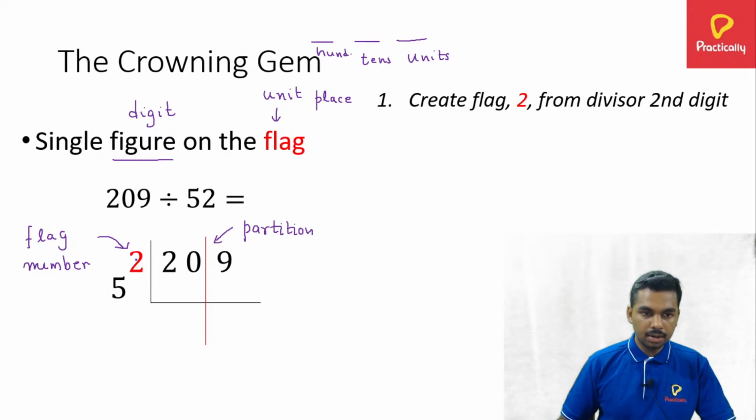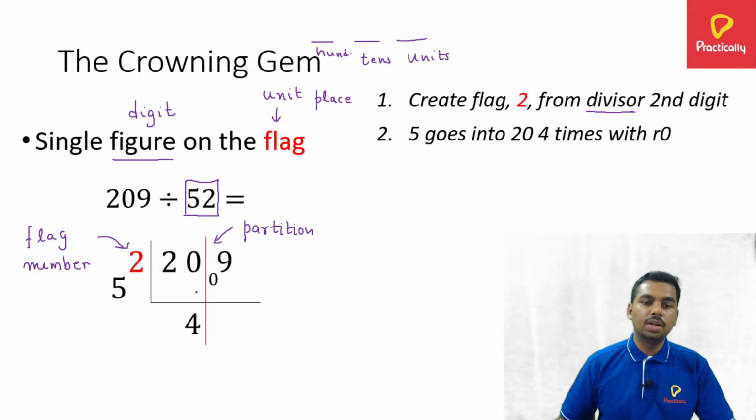I'll repeat this once again. Hope everyone has understood what is meant by a flag number. In this case, 52 is the divisor. The second digit of the divisor is called the flag number. The second step is to draw this partition. Count how many digits are there in the divisor. If there are 2 digits, you have to insert the partition at 1 digit from the right. In this case, 9 is the number on the right. So 1 digit from 9, you will draw the partition.